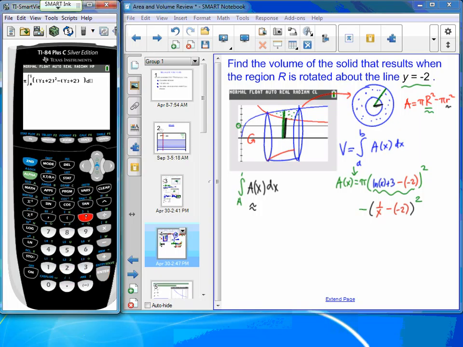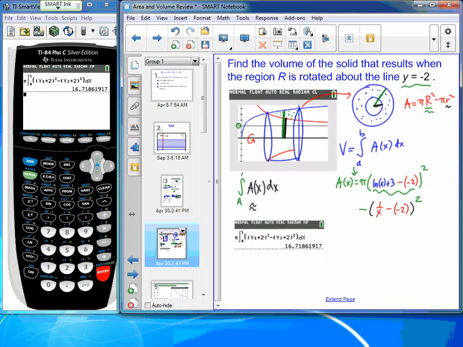Minus bottom curve, close, squared. Can we do it? Pinch of salt over the shoulder. Did you guys do it yet? Ready? 16.719. Raise your hand if you got that. All right, 16.719. Yay! Math works.